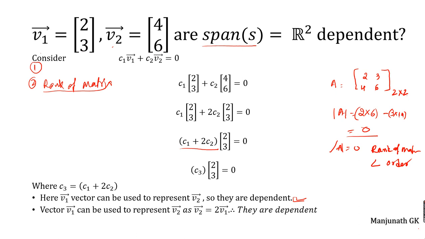Vector v1 can be used to represent v2 as v2 equals 2 times v1, therefore they are dependent. Already we have discussed this.